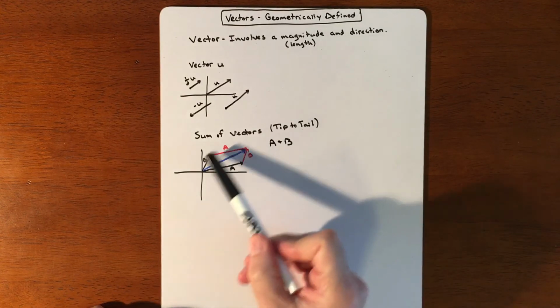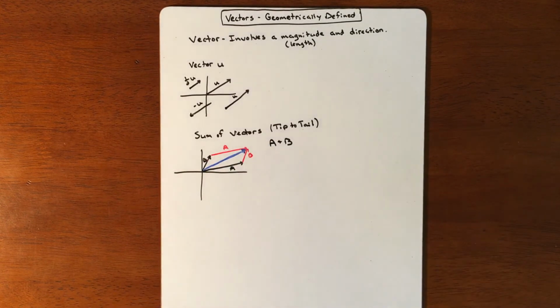It does create this parallelogram, which will play a role and have some properties, and we'll be using that information to do some other word problem types of things.